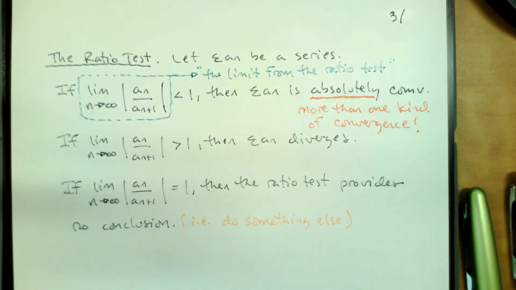This is because in doing a lot of these tests, we're writing the limit as n goes to infinity a lot. So we've got the limit from the ratio test. We've got the limit from the limit comparison test. We've got the limit from the test for divergence.